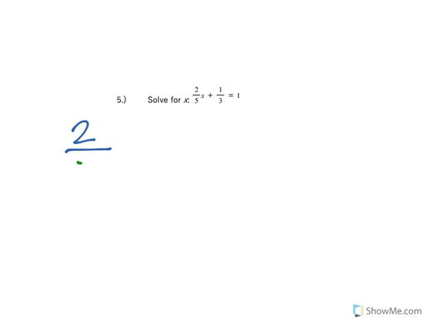I'm going to put all the numerators in a different color. Okay, we have our 2 over 5x plus 1 over 3 equals 1. And we can also say 1 is the same as 1 over 1, right? It's the same thing. So basically, if we're going to be combining all these fractions, the easiest way to do it is to make all the numerators the same.